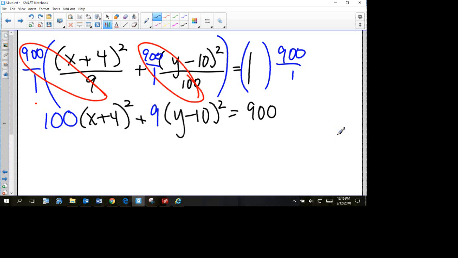Order of operations. First thing is inside the parentheses. I can't do x plus 4 because I don't know what x is. What's my next thing of order of operations? Parentheses and exponents. Are there any exponents I can take care of? Yeah, so I need to square x plus 4, and I need to square y minus 10. So that's what you were saying. Write it x plus 4 times x plus 4, and y minus 10 times y minus 10. Multiply that out.